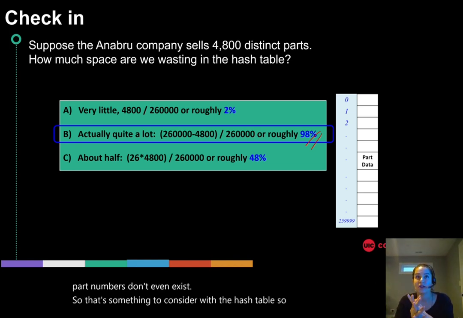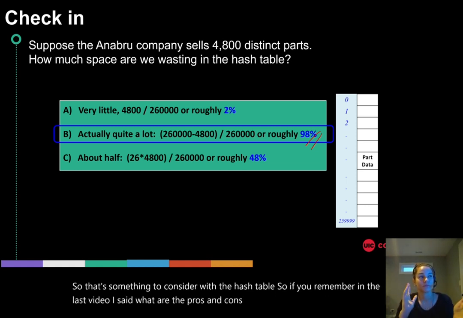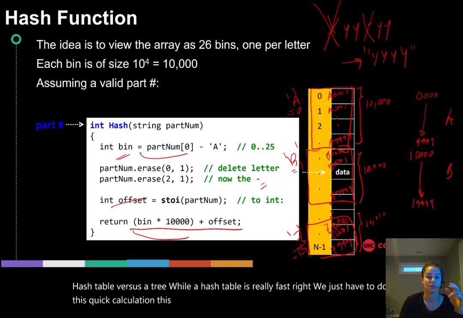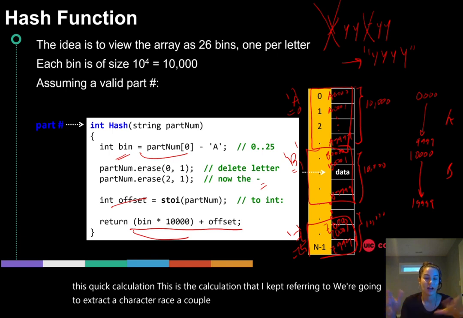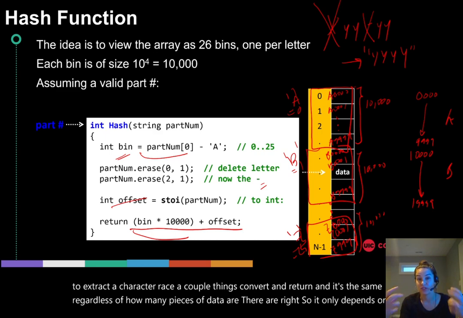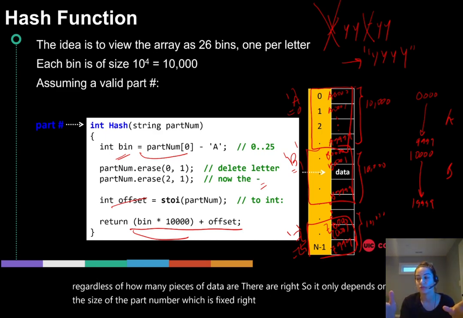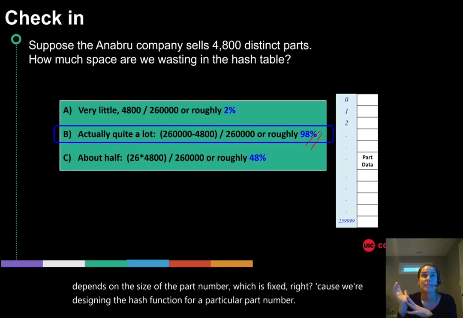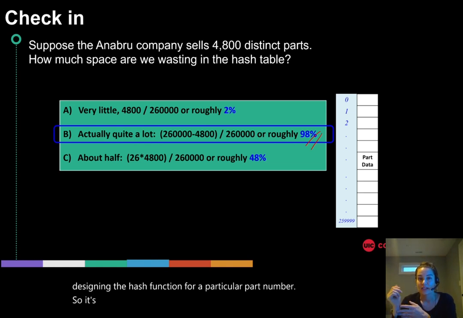So if you remember in the last video, I said what are the pros and cons of using a hash table versus a tree? Well, a hash table is really fast, right? We just have to do this quick calculation. This is the calculation that I kept referring to. We're going to extract a character, erase a couple things, convert, and return. And it's the same regardless of how many pieces of data there are, right? So it only depends on the size of the part number, which is fixed, because we're designing the hash function for a particular part number form. So it's constant. We can constantly access our data.